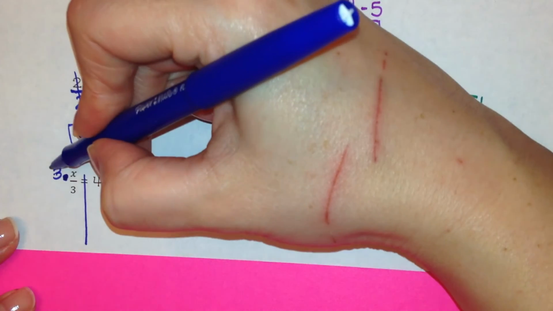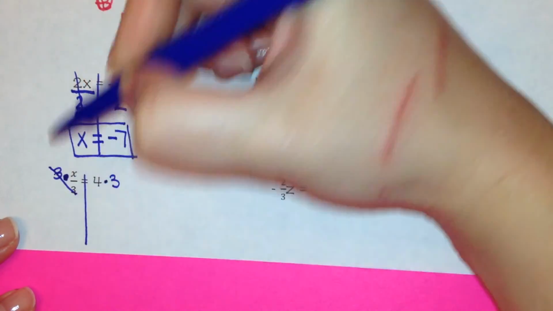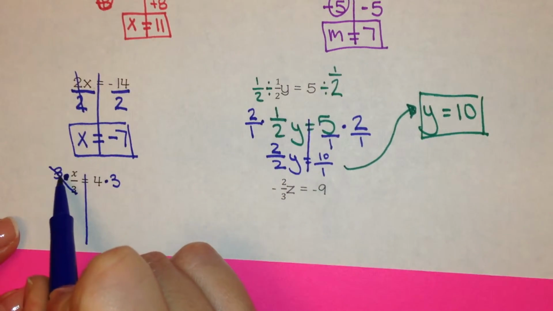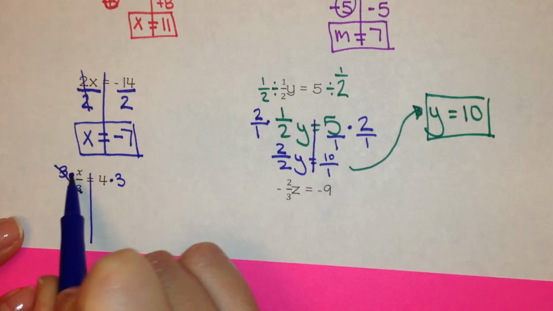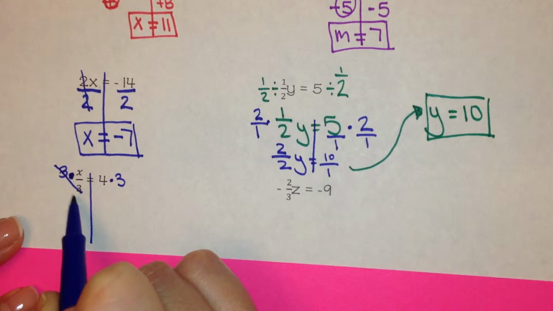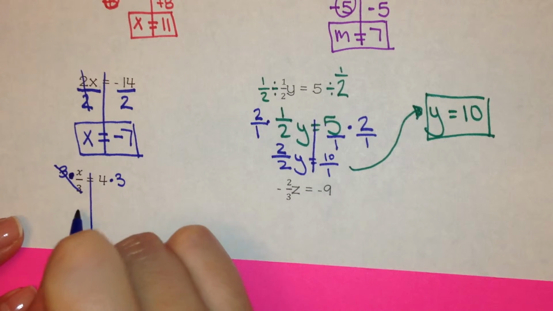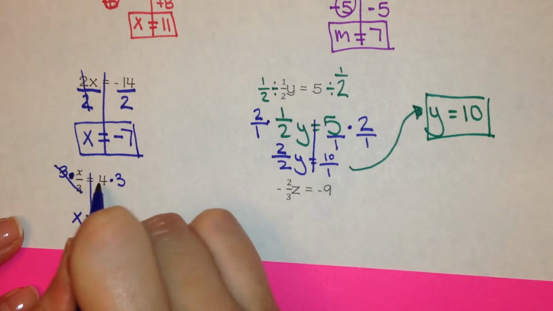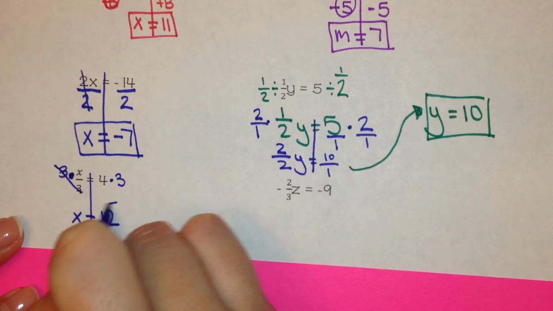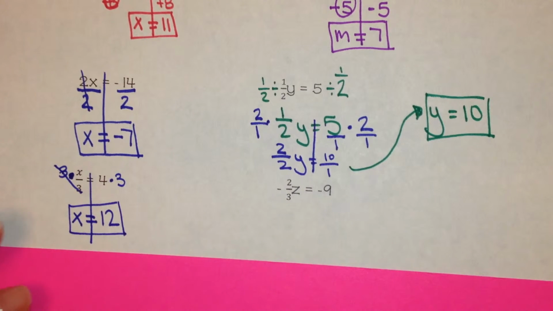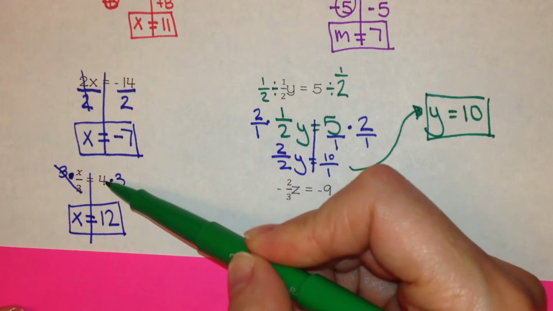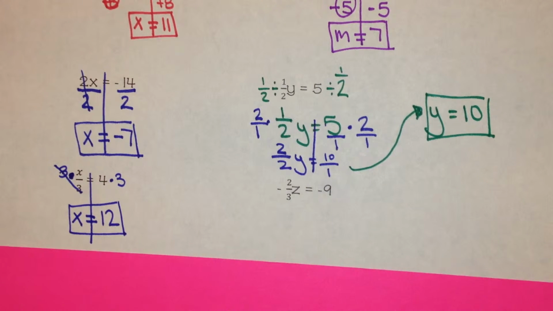Think of this as 3 divided by 3 because it's x that's being multiplied by 3 here. So I have 3 times x divided by 3. So 3 divided by 3 is 1, so I'm left with 1x, or just x, equals 4 times 3 is 12. Again, you can plug it back in. 12 divided by 3 is 4, which, yes, it does equal 4.